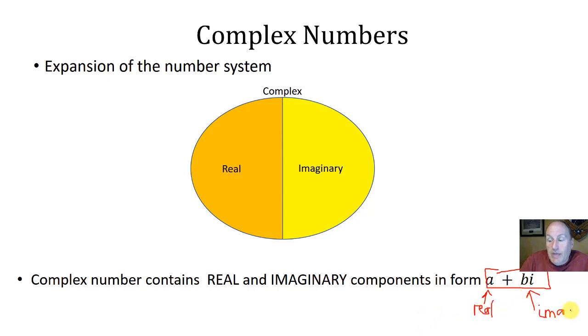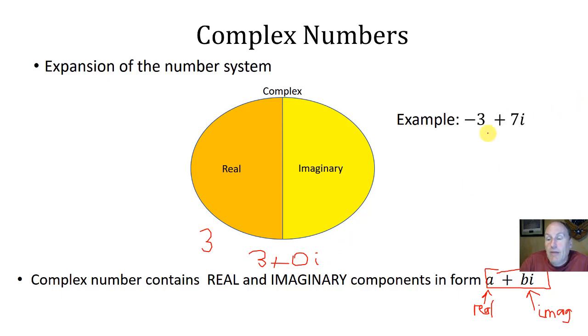Now, it's possible that a complex number could have a 0 real part, in which case it would be only imaginary. Likewise, a complex number could have a 0 imaginary part and be only real. You're familiar with numbers like 3. Well, in complex form, 3 is really 3 plus 0i. It's just we ignore the imaginary component.